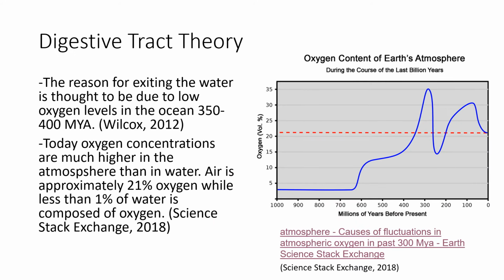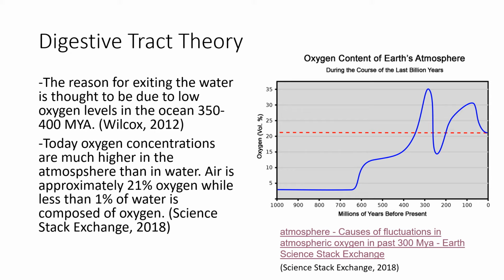Slide number 2 of the digestive tract theory. So why did we even want to leave the water to live on land? Scientists claim that the reason for exiting the water to live on land is thought to be due to low oxygen levels in the ocean 350 to 400 million years ago. That is a long time.